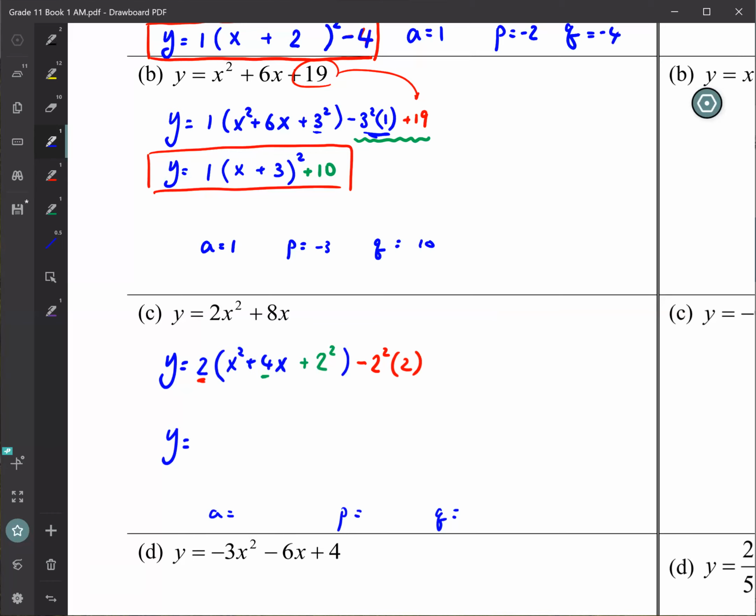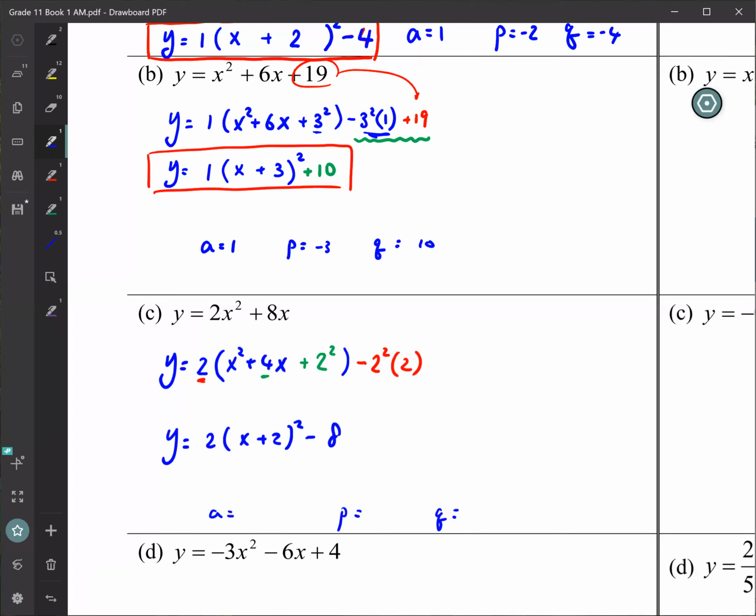Okay, any questions, Aaron and Brendan? No. Nope. So Aaron, can you tell me your standard form then? 2 bracket x plus 2 and bracket square subtract 8. Yeah, subtract 8 now, okay? So instead of times by 1, you need to times it by 2, okay?